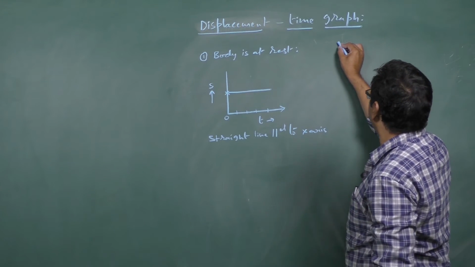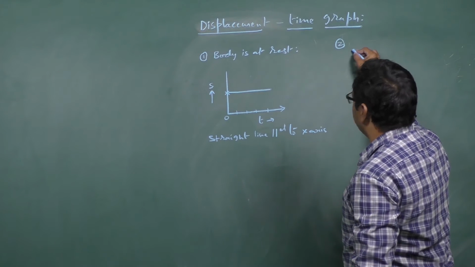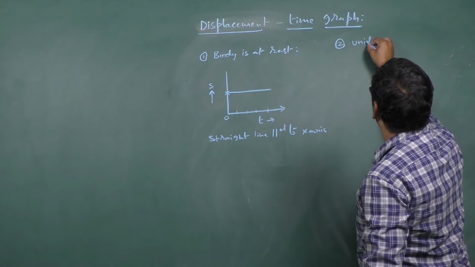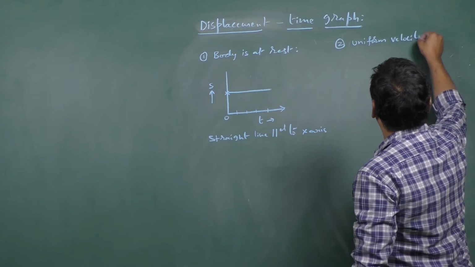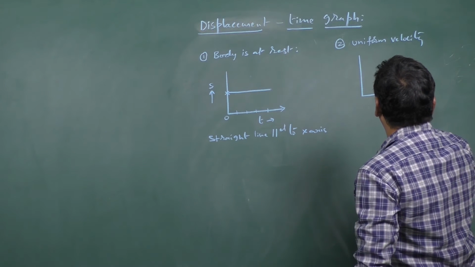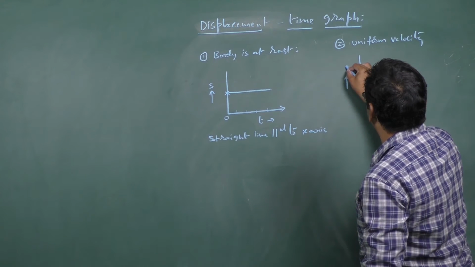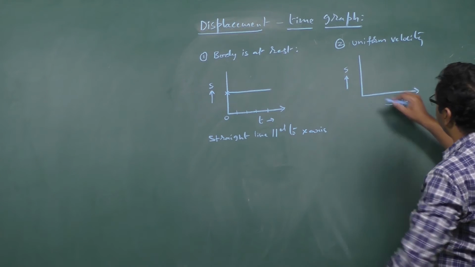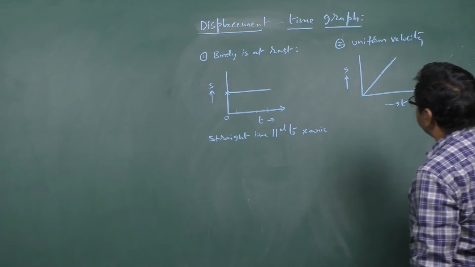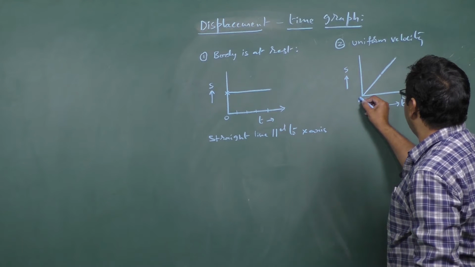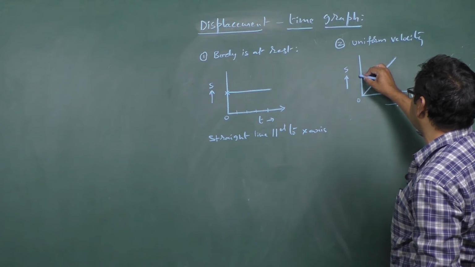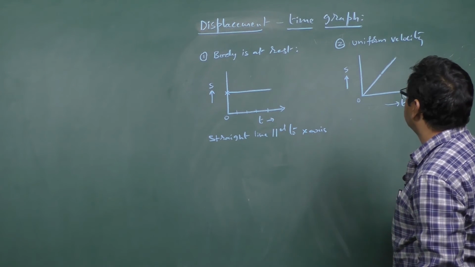Similarly, when you look at the second graph, that is when a body is moving with uniform velocity, here it is time and here you are taking the displacement. Since it is moving with uniform velocity, it is going to be a straight line passing through the origin if the origin is taken as the initial point. If the initial point is taken at some distance, from that distance it is going to be a straight line.